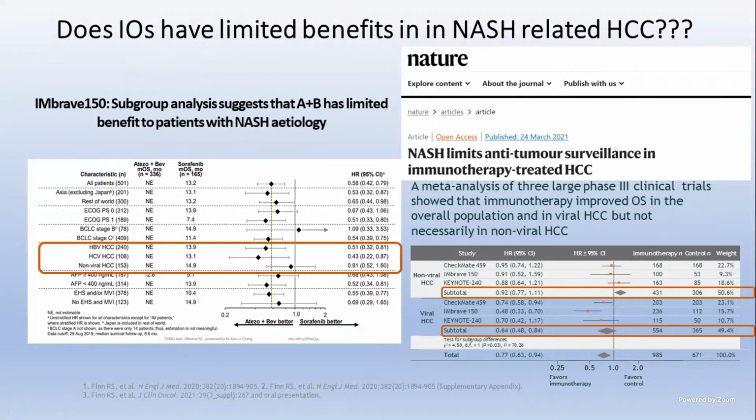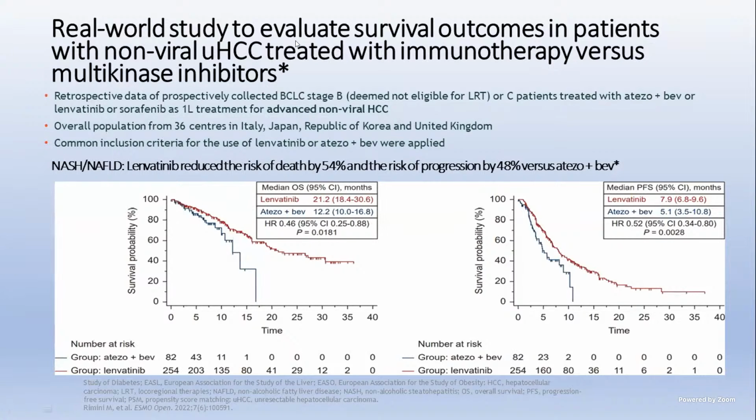Does immunotherapy have limited benefits in NASH-related cirrhosis? Yes. A subgroup analysis of non-viral HCC, and a meta-analysis, showed that immunotherapy has less improvement in NASH-related HCC. In a real-world study evaluating survival outcomes in patients with non-viral HCC treated with immunotherapy versus multi-kinase inhibitor, the subgroup analysis showed that median survival with lenvatinib was much higher than with atezolizumab, 21.2 months versus 12.2 months.